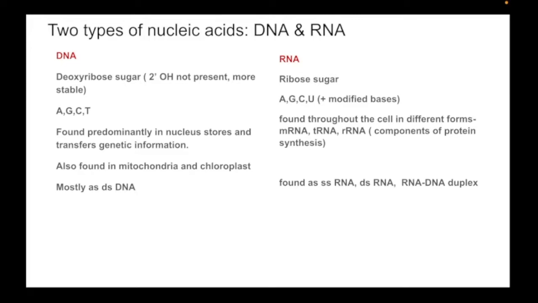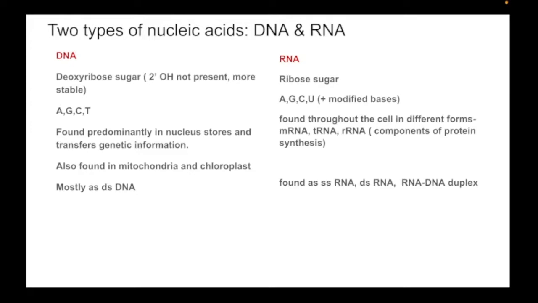DNA is found predominantly in the nucleus. It stores and transfers genetic information. DNA is also found in mitochondria and chloroplast. RNA is found throughout the cell and it has different forms such as mRNA, transfer RNA, and ribosomal RNA. mRNA, transfer RNA, and ribosomal RNA are involved in protein synthesis.